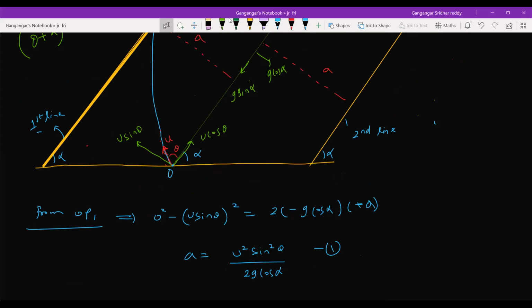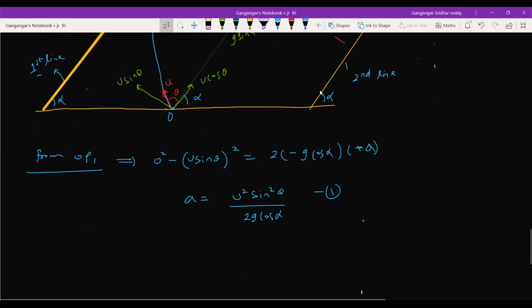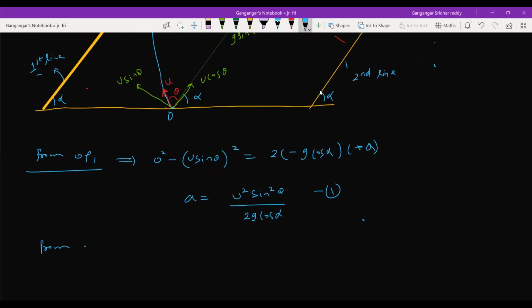Next, shall we take the time taken to move from O to P2? From O to P2, we'll write one equation. Final velocity will be 0, from O to P2 along the incline. This was perpendicular to the incline.